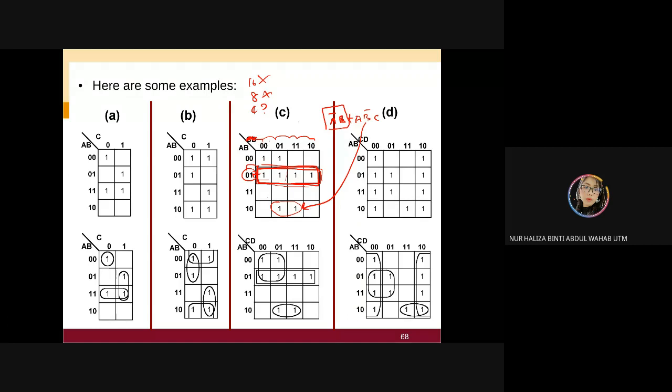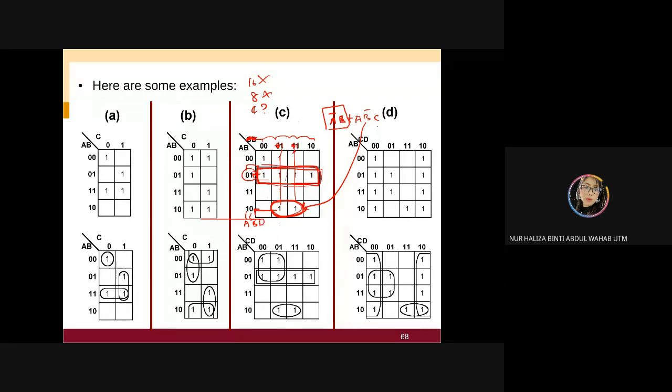For this part, I can see this is fixed. It only covers this part. There is no both upper and bottom, so it's going to be fixed. It's going to be A and B bar. And I check the upper side. My C is changing, my D remains 1, so it will be D.